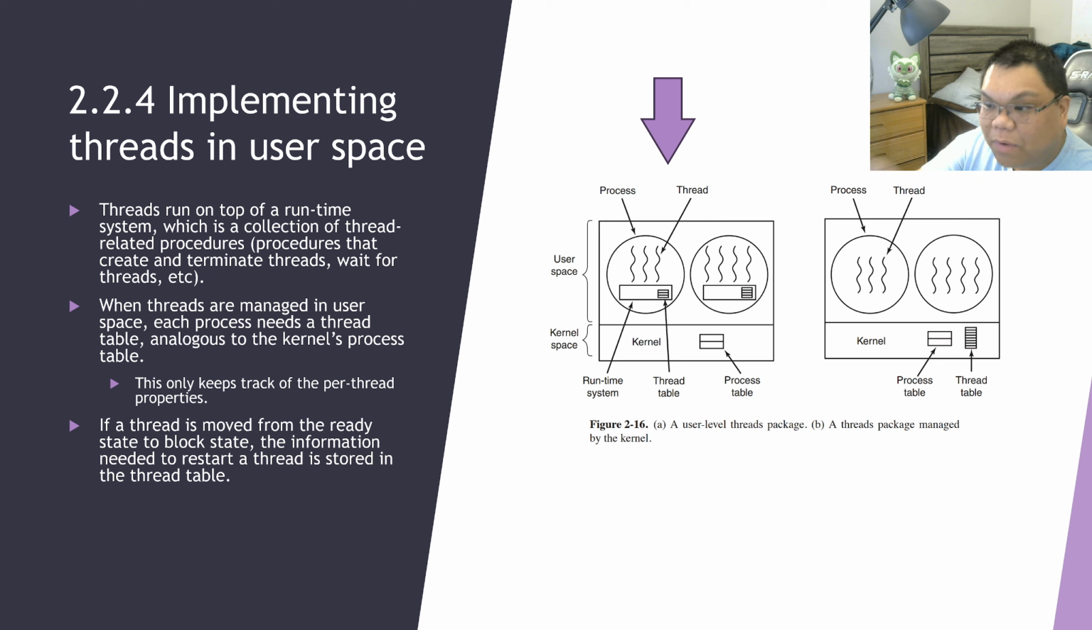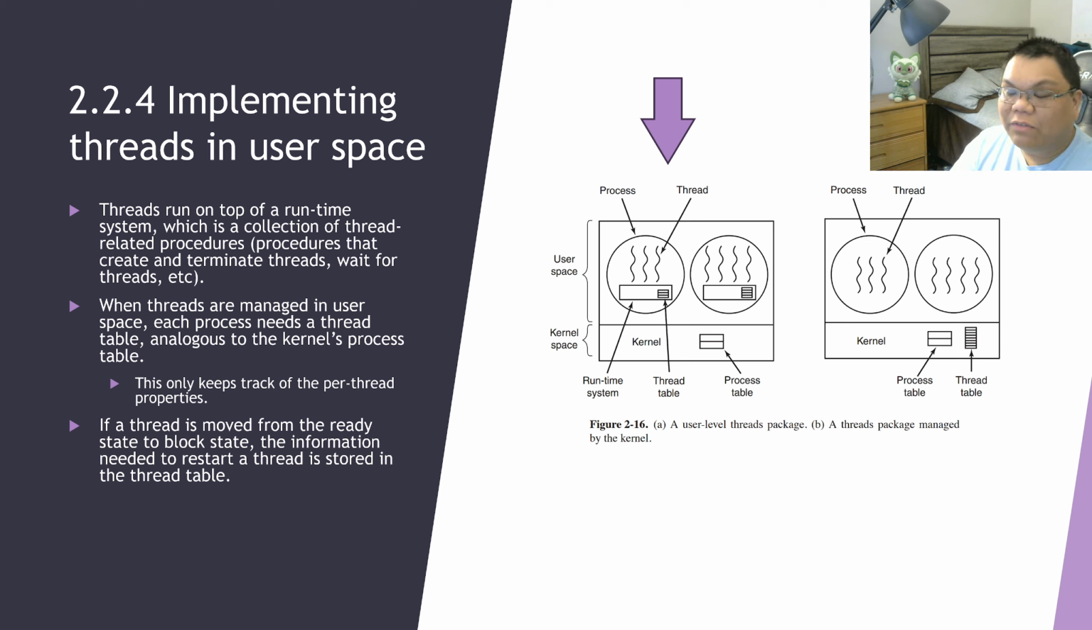You know how the process has a process table, and it uses that table to keep track of what processes are running? The process needs a similar table to keep track of which threads are running. Or rather, it's used to keep track of the per-thread properties, much like how the process table keeps track of the per-process properties. If a thread is moved from the ready state to the blocked state, we need to update that information in the table, because there are going to be entries for each thread that are updated based on whatever happens to each thread.